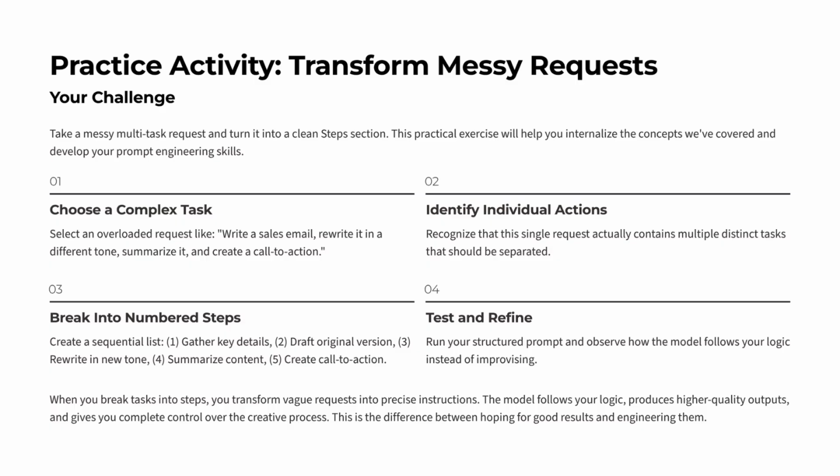Finally, we have the practice activity that reinforces today's skill. Your challenge is to take a messy, multi-layered request and turn it into a clean step section. Step 1, choose a complex task, such as a request that includes writing, rewriting, summarizing, and generating new content all at once. Step 2, identify each individual action hidden inside the messy instruction. Step 3, break these actions into clear, numbered steps. Step 4, test your prompt and refine the process based on the output.